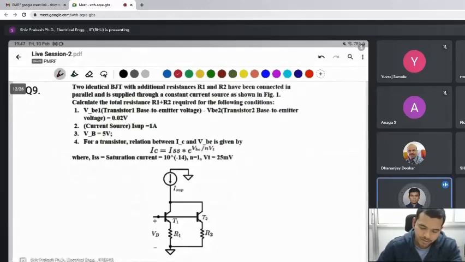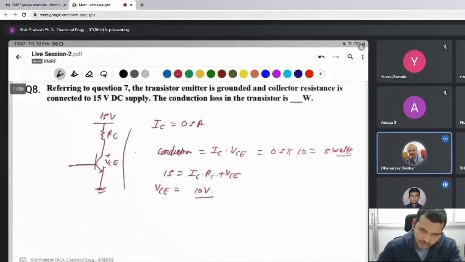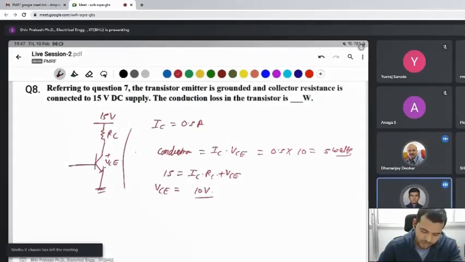Yes, sir. That's why, if we consider referring to question number 2, there is no RC value. That's why we couldn't find out the VC value.